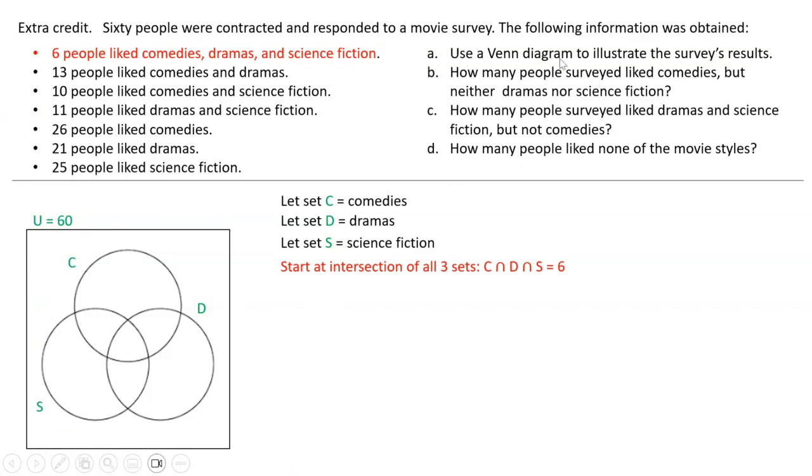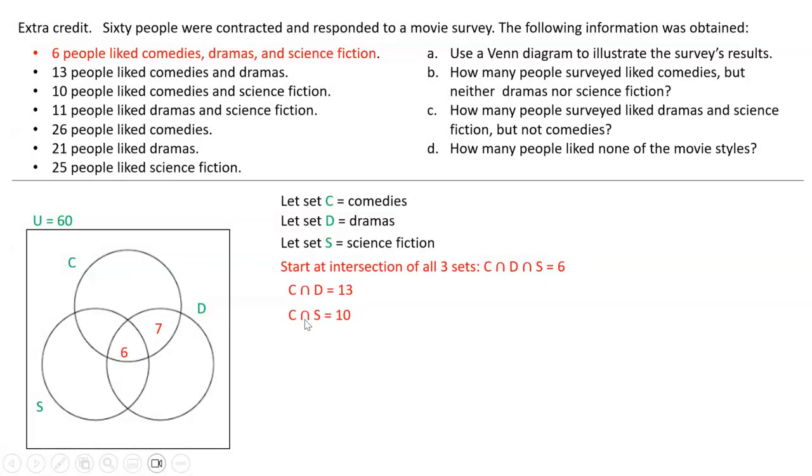For the first part, they want us to use a Venn diagram to illustrate the survey result. So we always start where they all intersect, that's why it's in red here. 6 people like comedies, dramas, and science fiction. So the answer for this area is 6, where they all intersect. Then let's go in order. 13 people like comedies and dramas, so it's C intersect D. This is the section where they intersect. If that's 6, then this has to be 7, because 6 plus 7 will give us 13.